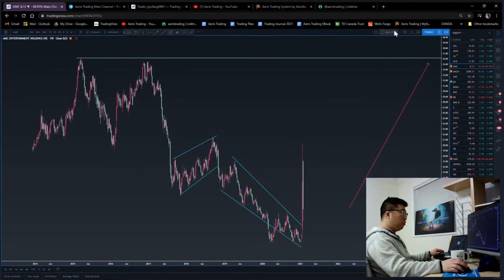Okay, it's a long-term approach, not going to happen in days or weeks, right? It's going to take months or even quarters or a year to happen. You need a correction here, maybe to correct this move and then continue upwards. That's what I see on AMC.